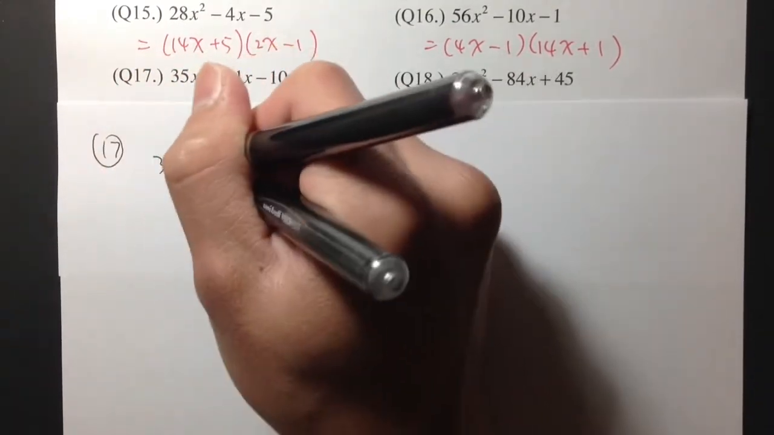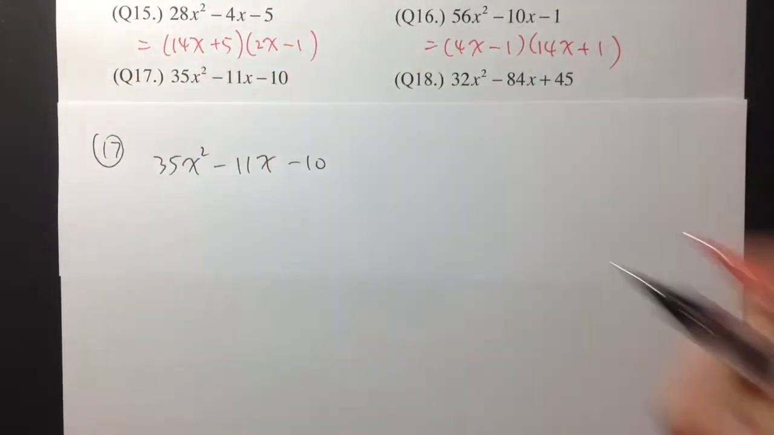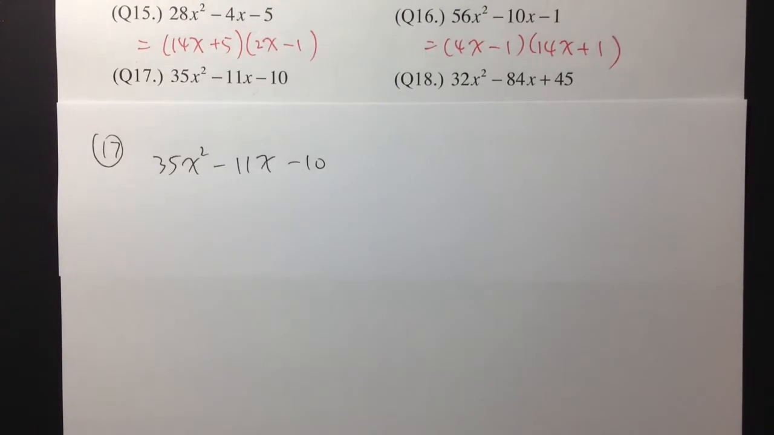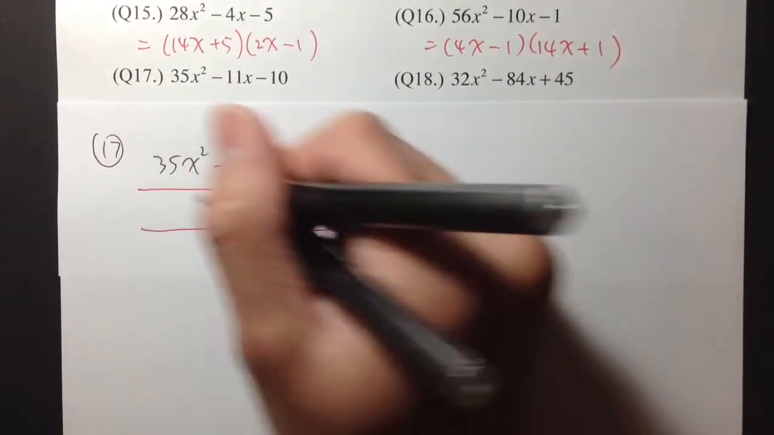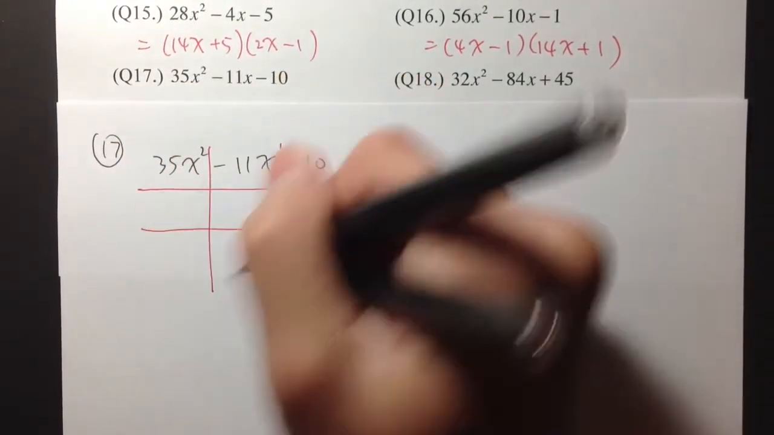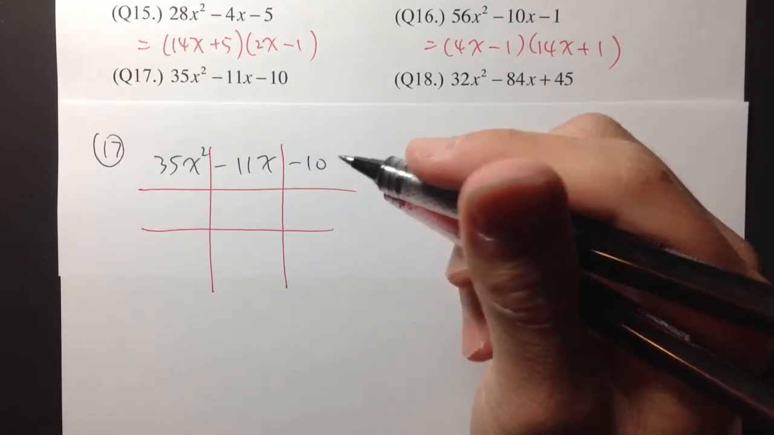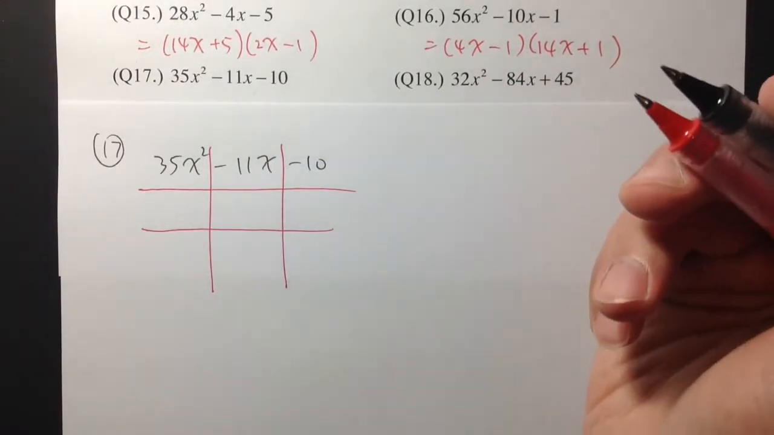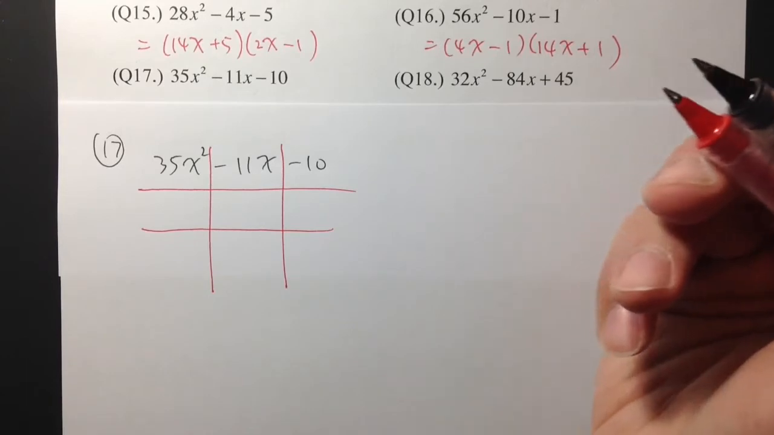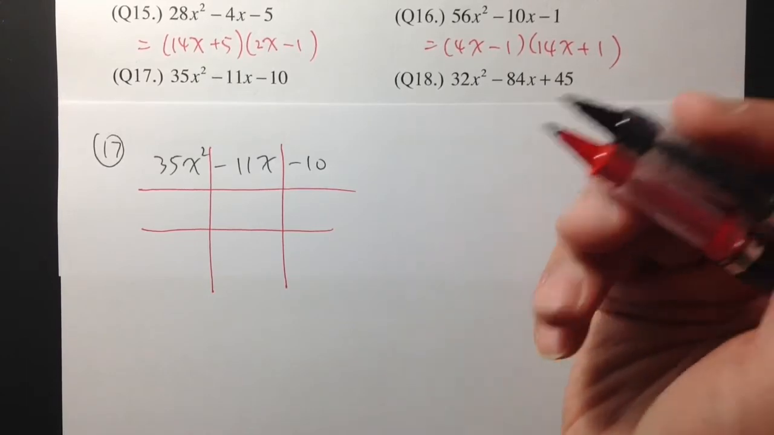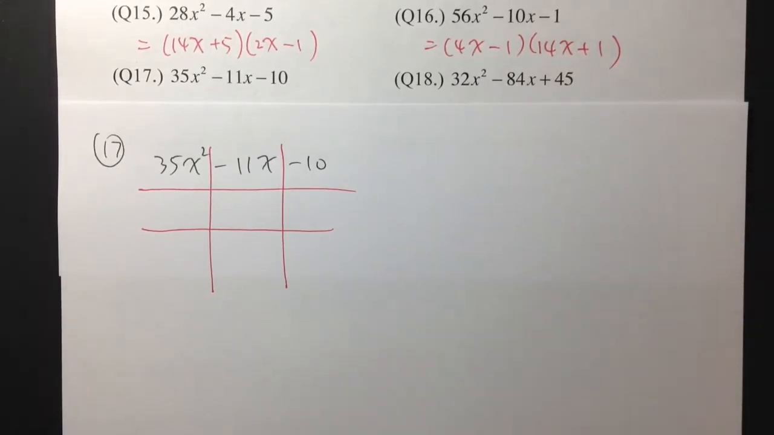35x squared minus 11x minus 10. Okay, for number 17. So I think it's a really good way to set it up, and it can be quick if we find the right combinations the first few times, right? And as I said, factoring sometimes can be frustrating, but you just need to be patient and practice.